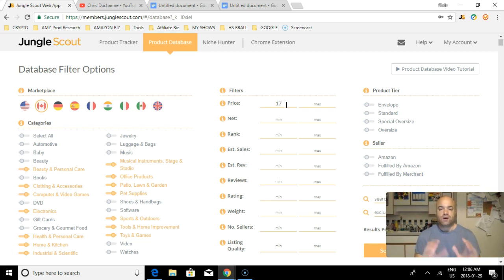Okay, so the minimum price of products we want to see on Amazon is $17. We don't want to see anything less than that, because right now we honestly don't want to launch anything less than that, because we want to launch stuff with some profitability for you at a minimum of $5. So no point in filtering and looking at products that are less.